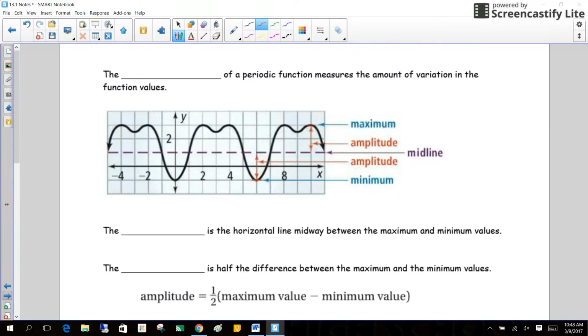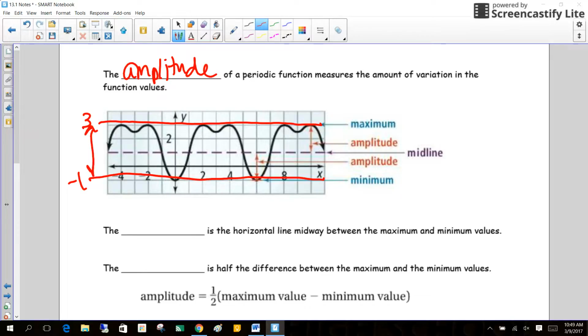Some more vocab to think about is every periodic function has an amplitude. So the amplitude of a periodic function measures the amount of variation in the function's values. AKA, we're looking for the distance between your maximum and minimum values, and we're going to cut it in half. So if you look at this graph here, the maximum value of this graph is along here at a 3. The minimum value of this graph is down here at a -1. So the distance between those two is 4 units. Now amplitude again is technically half of that. So our amplitude in this case is a 2.